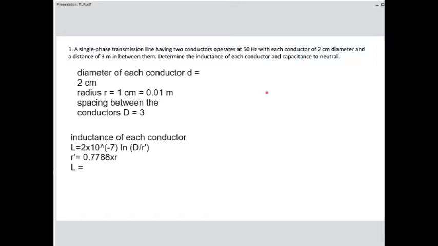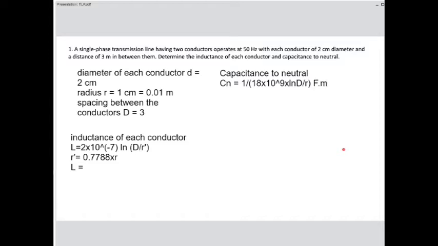Now we have to find out the capacitance to neutral. So we go check for the capacitance to neutral. Write it like CN. If you remember, C is the capacitance, N is for capacitance to neutral. And the formula is 1 over 18 times 10 to the power 9 times log D over r. This is capacitance calculation. You must always remember that in capacitance calculation, there will be no r prime. It will be r directly.